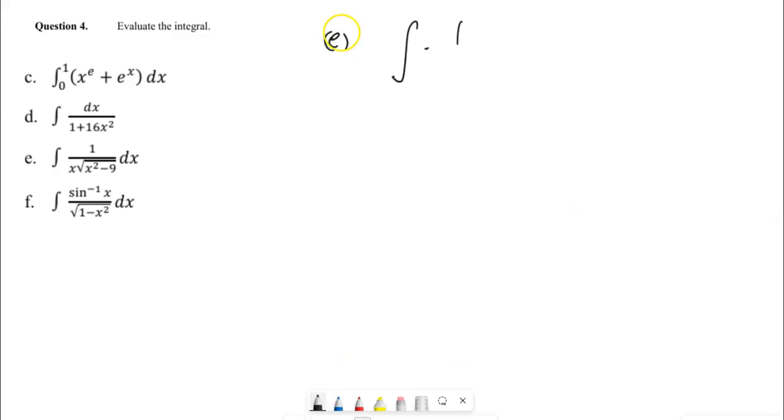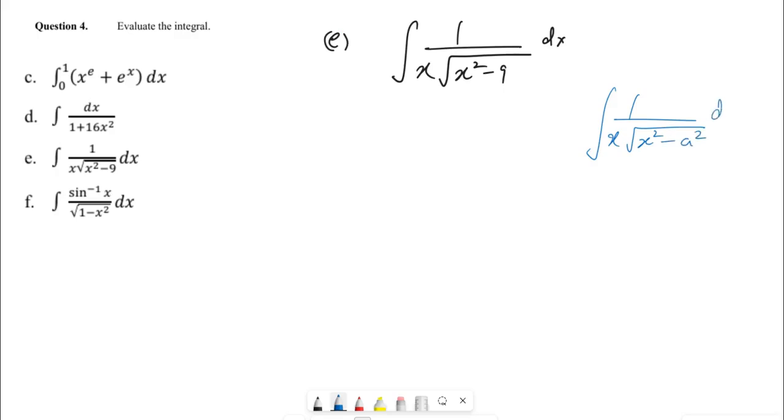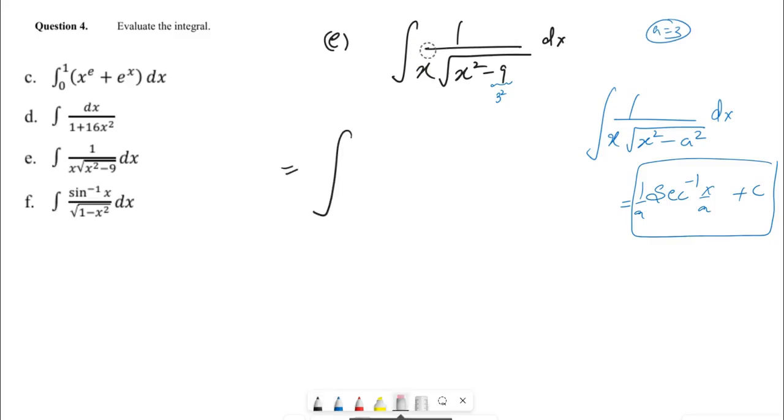Part E. Integral 1 by x square root of x squared minus 9 dx. This one actually is a straight formula. The formula is, if we have 1 by x square root of x squared minus a squared with respect to x, the answer is 1 by a secant inverse of x by a plus c. So here in place of a squared we have 3 squared, 9. So a is basically 3. Therefore, we can solve the integral straight using the formula: 1 by 3 secant inverse of x by 3 plus c.